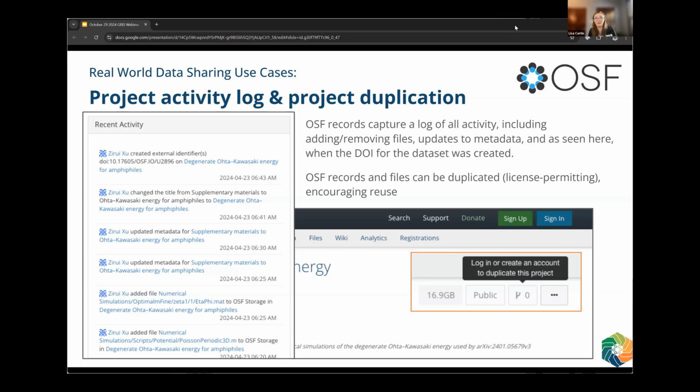And then I also wanted to point out you can duplicate projects in OSF, which, again, encourages reuse, just by offering you the option to fully duplicate this data set, and then you can take it and work with it in your own space there.